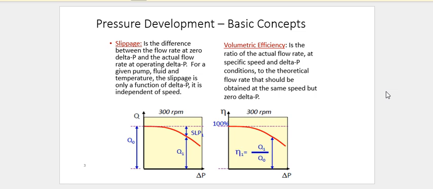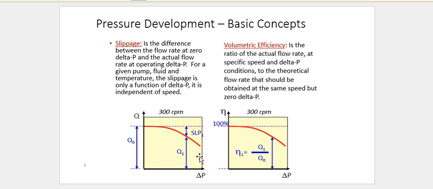Now let's define the slippage again, as the difference between the flow rate at 0 delta P, which is the theoretical flow rate, and the actual flow rate at operating delta P. For a given pump, fluid and temperature, this slippage is only a function of delta P regardless of the RPM that the pump is running with. So the volumetric efficiency is the ratio of the actual flow rate at this specified delta P and the theoretical flow rate that happens without any effect of delta P, or at 0 delta P.